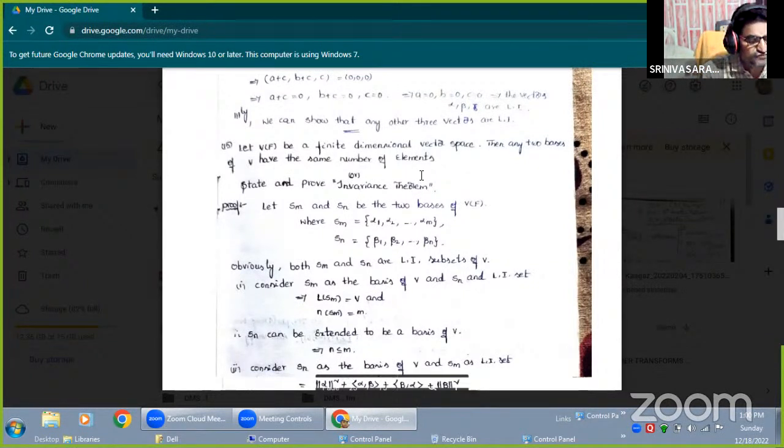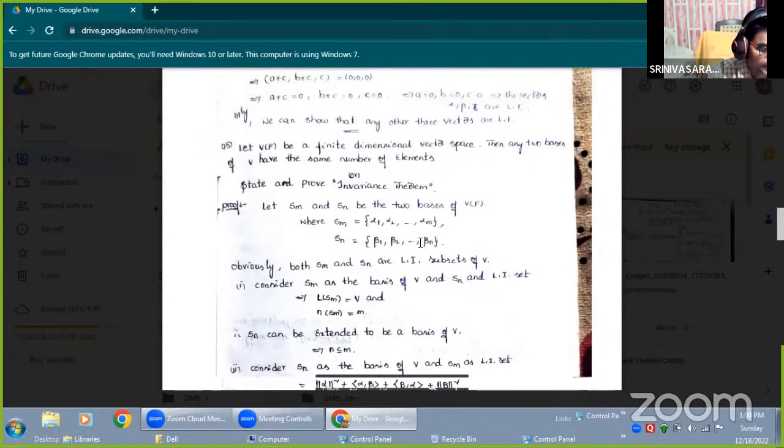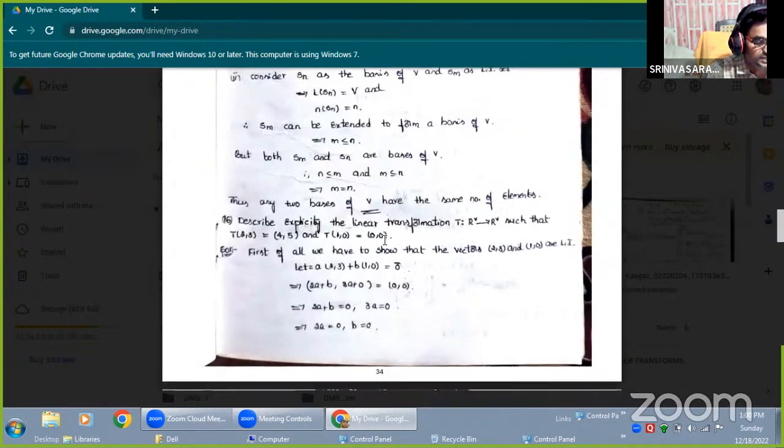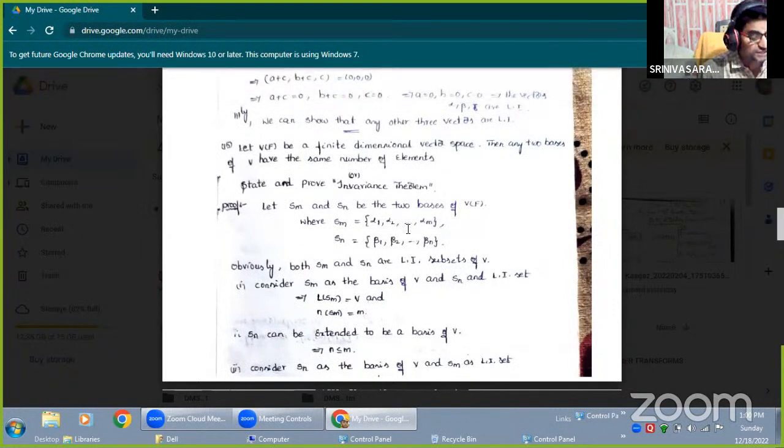Now, this theorem is also very, very important. This theorem is also called the invariance theorem. Without this theorem, we can't expect the final paper, the examination of the final session. In the next class, we will explain the invariance theorem and what is the basis of a vector space, what is the dimension of a vector space, and some other theorems on dimensions, the finite dimensional part.